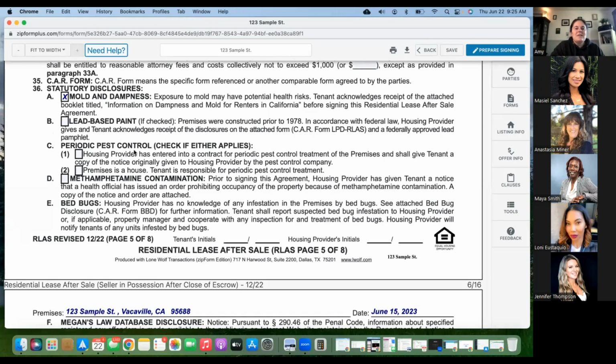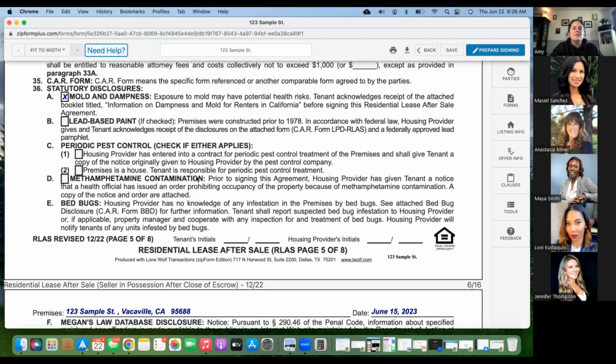Periodic pest control, check if either applies. The housing provider has entered into a contract for periodic pest control treatment of the premises and shall give tenant a copy of the notice originally given to housing provider by the pest control company. Premises is a house, tenant is responsible for periodic pest control, right? So if the tenant's responsible, we're going to check 2. And if the housing provider is going to provide it, we're going to go with 1. And if we're just going to leave it up for discussion in case pests come into the picture, we don't have to check either box.